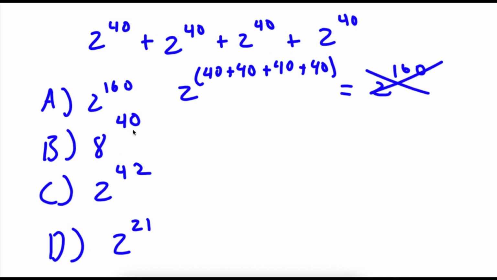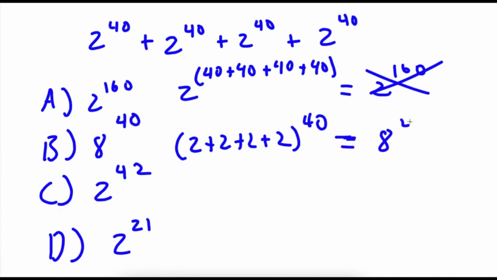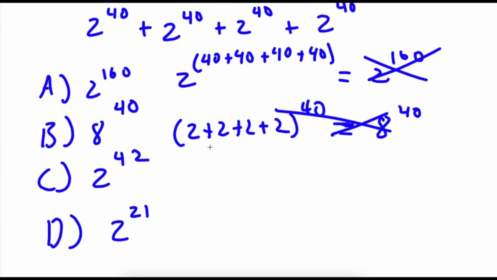So now for B, we have 8 to the power of 40. And how people get this is they keep the exponents the same and they simply just add the bases. So they do 2 plus 2 plus 2 plus 2, and then they just do to the power of 40. Now 2 plus 2 is 4, 4 plus 2 is 6, 6 plus 2 is 8, so they get 8 to the power of 40. However, this is also wrong. You can't add exponents like that.